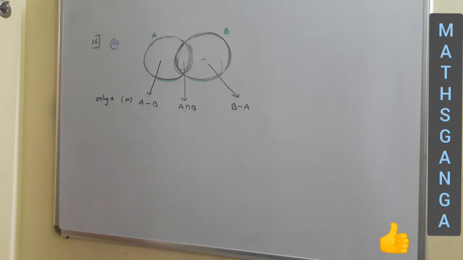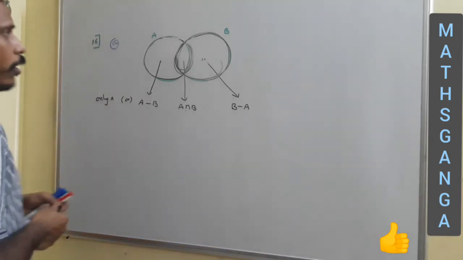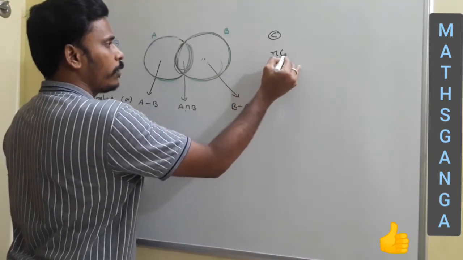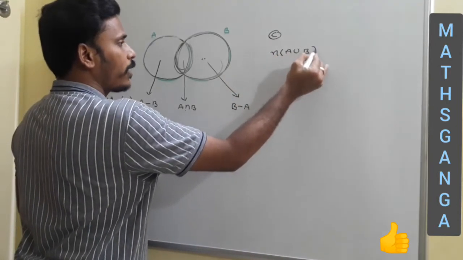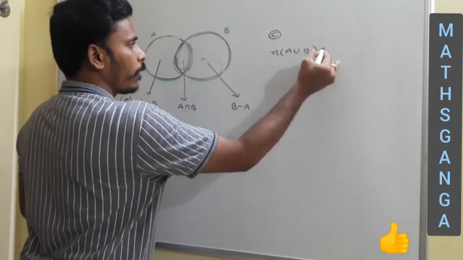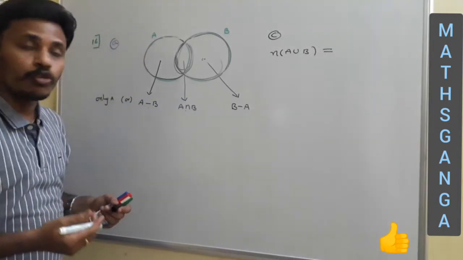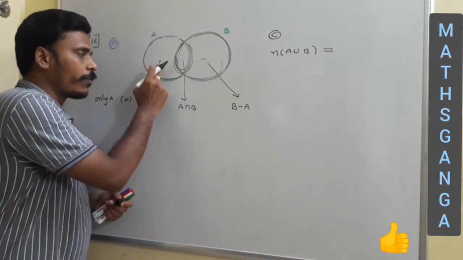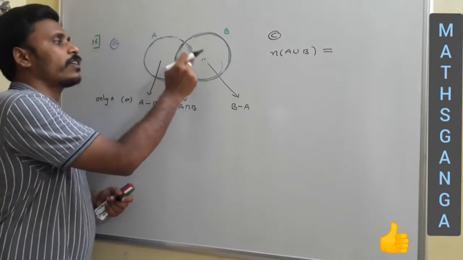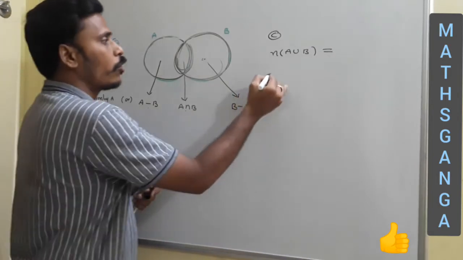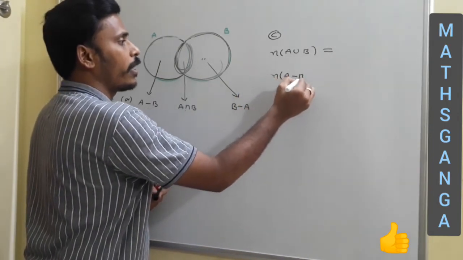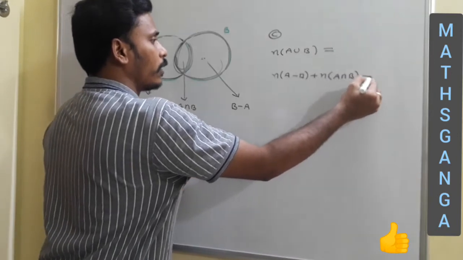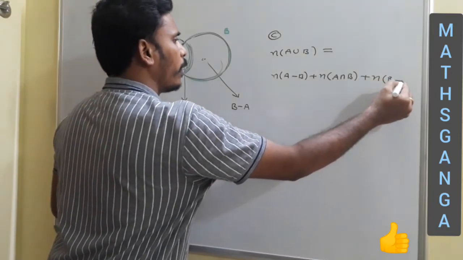In 16c, you just think about it. First of all, what I am going to draw is n of A union B. What is n of A union B? Okay. It is very clear that A union B means you need to count these 3 regions. So number of elements in the first region, number of elements in the second region, number of elements in the third region. So first region means n of A minus B, second region means n of A intersection B, third region means n of B minus A.